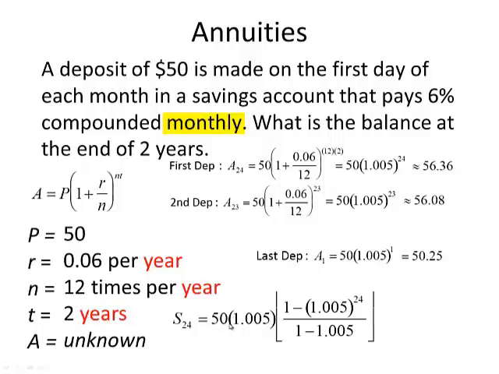or the summation formula. So you got 50 times 1.005, 1 minus r to the n, which is 24, over 1 minus r, and r is 1.005. That's this, or 1 plus 0.06 divided by 12. Okay, and finishing this on your calculator, you'll get $1,277.96 after 2 years of putting $50 in per month. This is a good way to save some money.